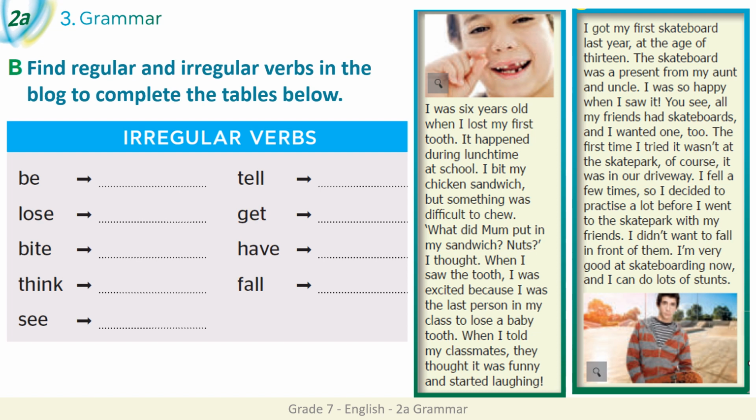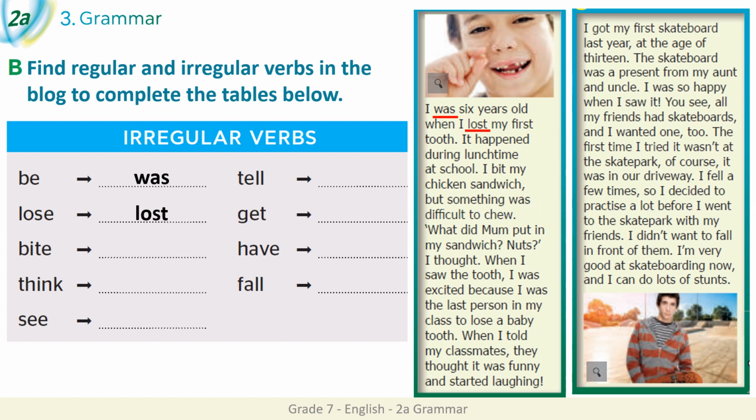Who can find the past simple form of verb be? That's correct. Be can be is are. I was 6 years old. So the past simple form of be is was. How about the verb lose? That's correct. I lost my first tooth. So the past simple form is lost.